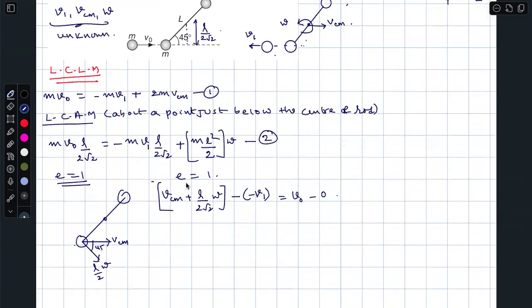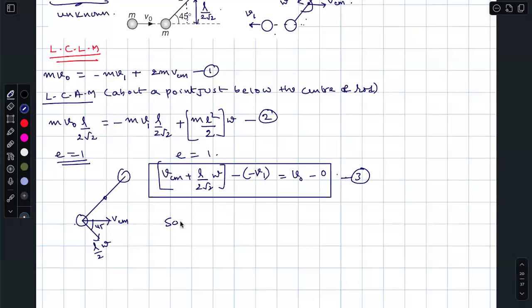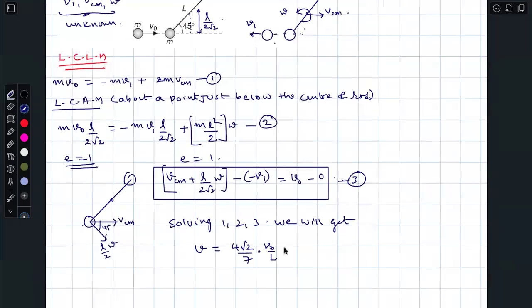So now let this be equation 3. Remember, you have 3 unknowns and you got 3 equations. Now solving, which already I have given you in the notes. Solving 1, 2, 3, we will get omega. Trust me, omega you will get as 4 root 2 by 7 times V naught by L. So if you have omega, you will have everything in this.